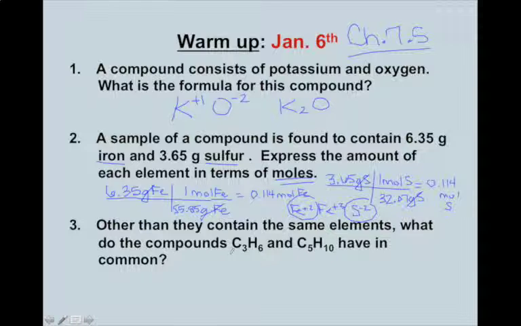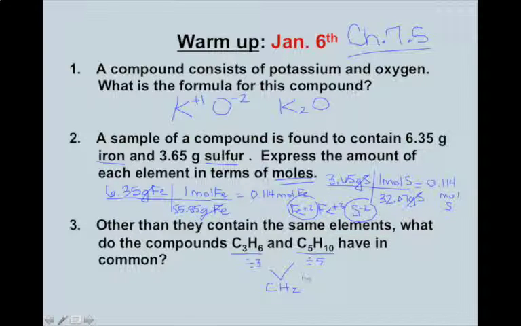Now look at these 2 formulas. What do they have in common? Look at the ratio here, 3 to 6 and 5 to 10. Think about it, it has twice as many hydrogens as it does carbons. Reduce both of them. Here I can divide both numbers by 3. Here I can divide both by 5. Both times I get CH2.